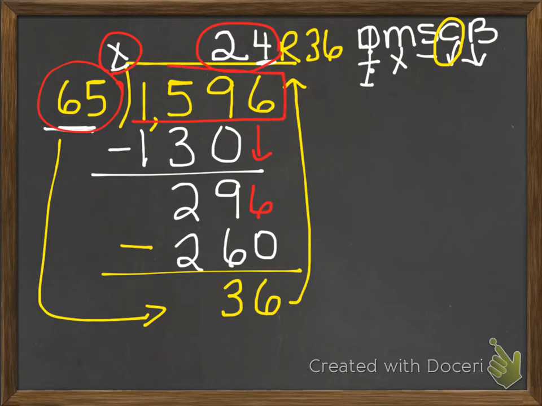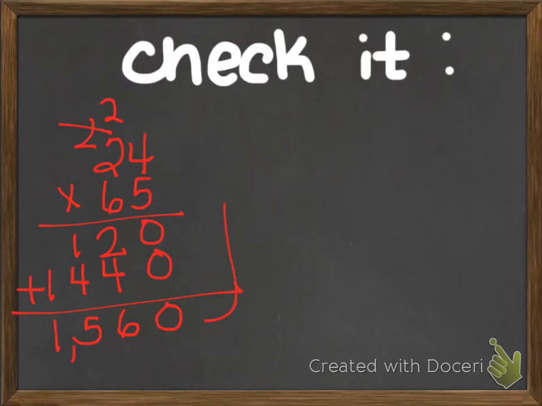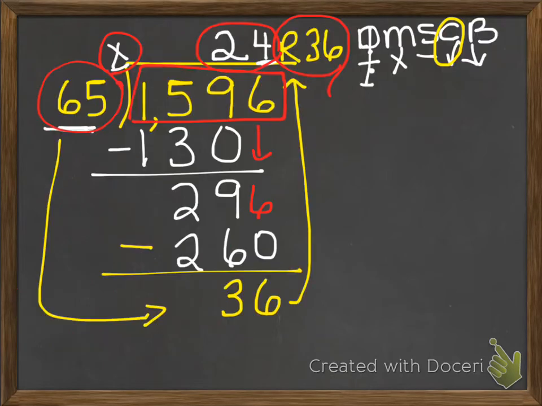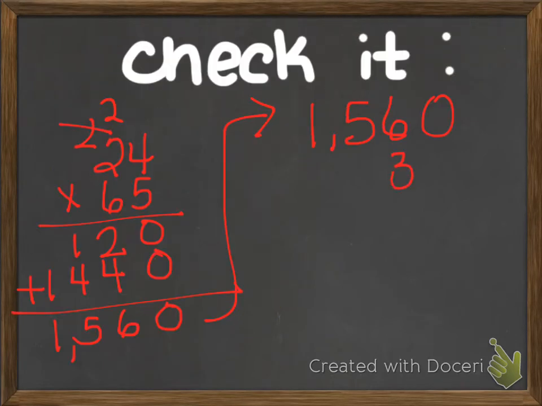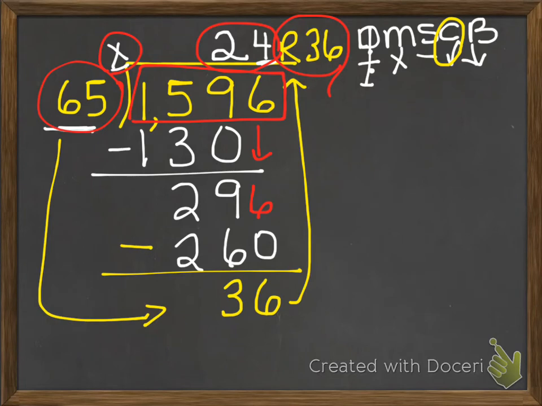It does not match, but remember we have a remainder. So I'm going to add the remainder of 36. I'm just going to rewrite down here because of space. 0 plus 6 is 6. 6 plus 3 is 9. Then a 5 and 1. So 1,596 definitely matches 1,596. So I definitely know that my answer is correct.